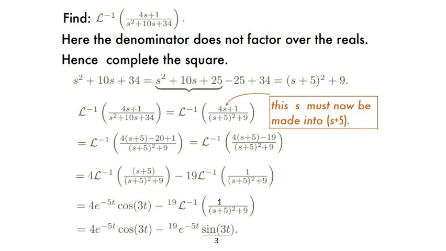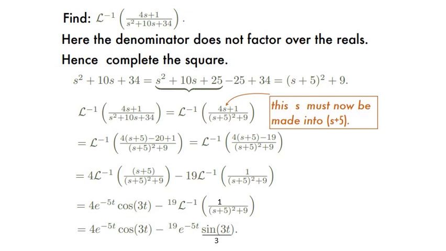This denominator contains a term s plus 5. In the numerator also we have to make the term s plus 5. So instead of s, you write s plus 5. So when you open the bracket, you will get 4s plus 20. So you have to subtract 20 in the numerator. So you can see there L inverse of 4 bracket s plus 5 minus 20 plus 1 by the denominator. So 4 into s plus 5 minus 19 by the denominator. Now you can separate the numerator: 4 into s plus 5 by the denominator minus 19 by s plus 5 square plus 9.